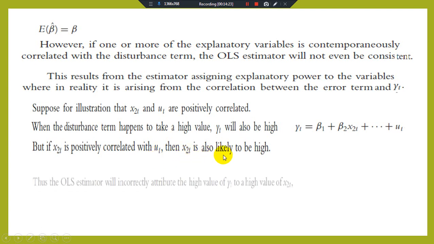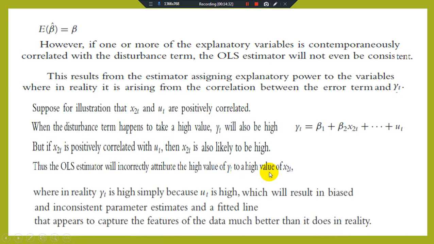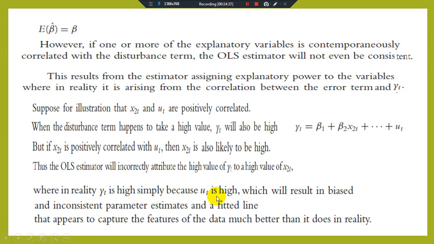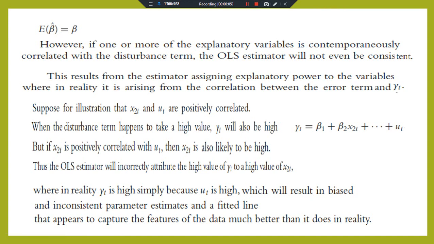Okay, but if x2t is positively correlated with u_t, then x2t is also likely to be high. Thus the OLS estimator will incorrectly attribute the high value of y_t to the high value of x2t, whereas in reality y_t is high simply because u_t is high, which will result in biased and inconsistent parameter estimates and a fitted regression line that appears to capture the features of the data much better than it does in reality. So this is all about when we have stochastic explanatory variables, and we can say that there is no relationship between our explanatory variable and our error term. So this also shows that there is zero covariance between explanatory variable and error term.